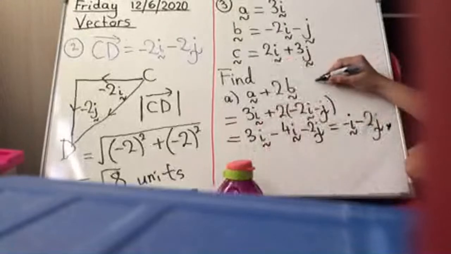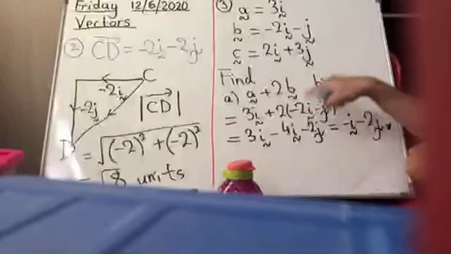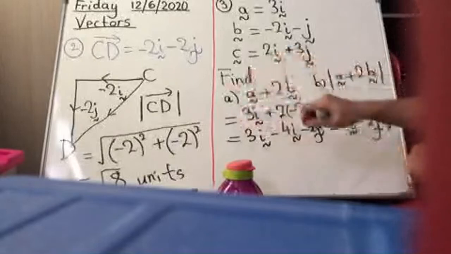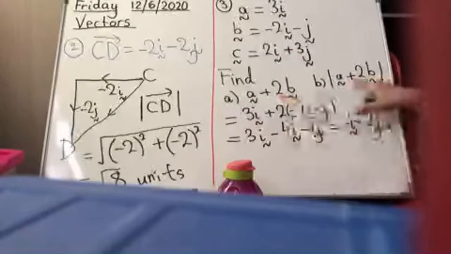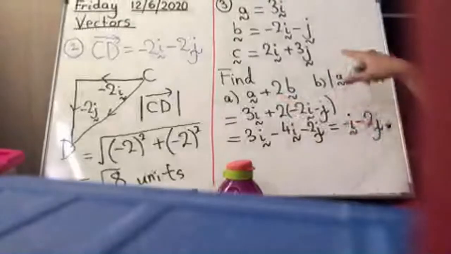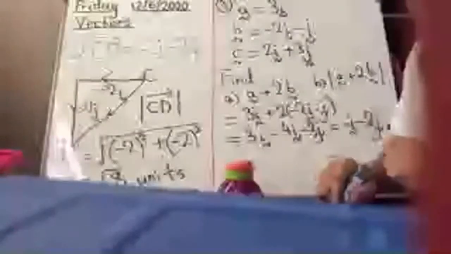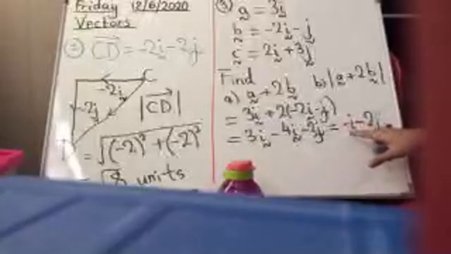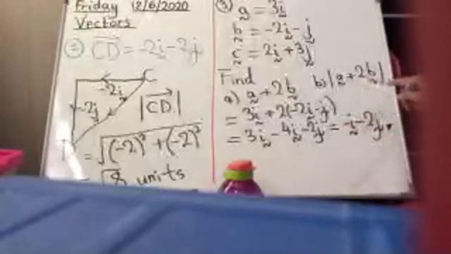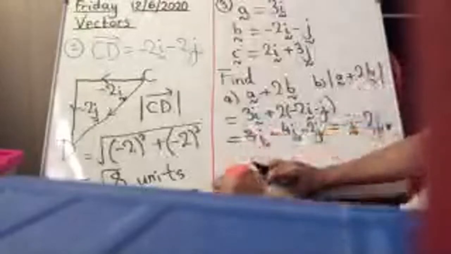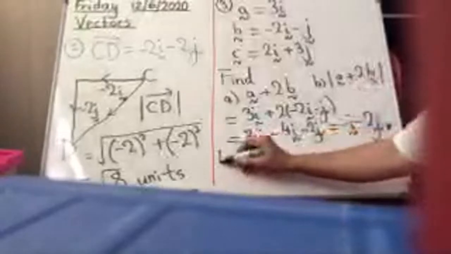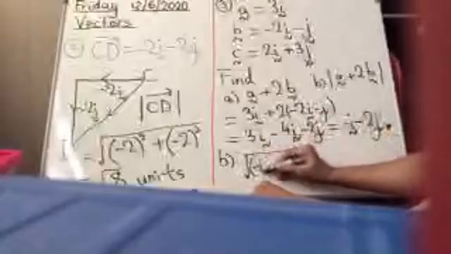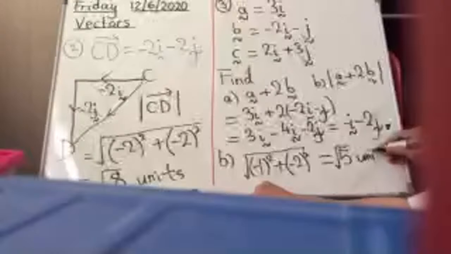Okay, let's say question b. They want you to find the modulus of a plus 2b. So it's similar to question a, but they want you to find the modulus of a plus 2b. What you will do is take the modulus of this. Like I said before, to find the modulus you simply square the numbers. There's a number 1 there, but they didn't show it. So you square negative 1, plus negative 2 squared, and then you take the square root. So to answer question b, you just simply take the square root of this answer, which is negative 1 squared plus negative 2 squared. I don't have enough space, but it's similar.